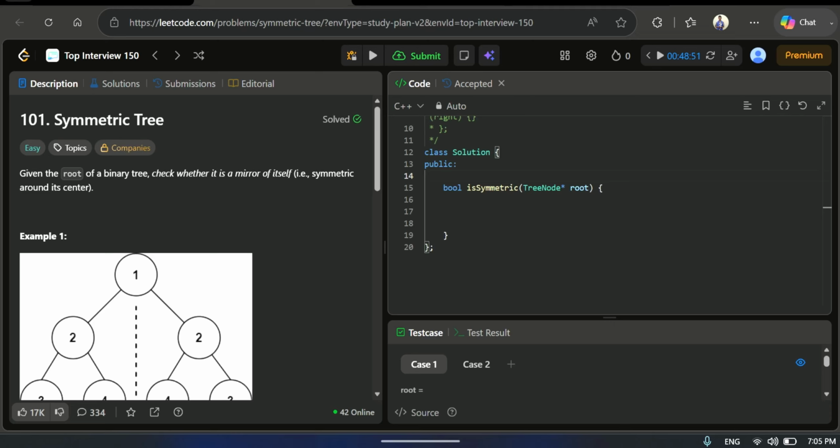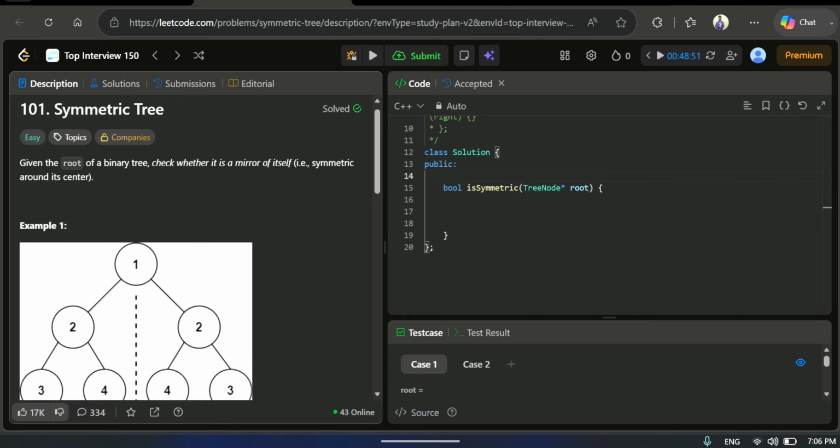Today we will be solving this question from LeetCode, which is a symmetric tree. So let's understand the description first. The question says, given the root of a binary tree, so we have given a root of the binary tree here, as you can see in the function TreeNode star root. Check whether it is a mirror of itself or symmetric around its center or not.